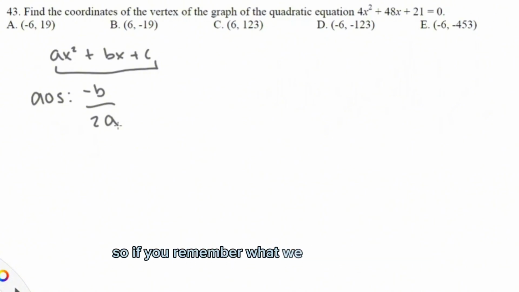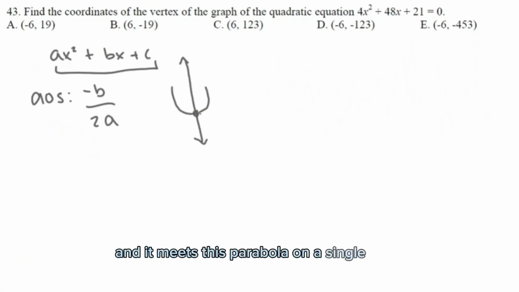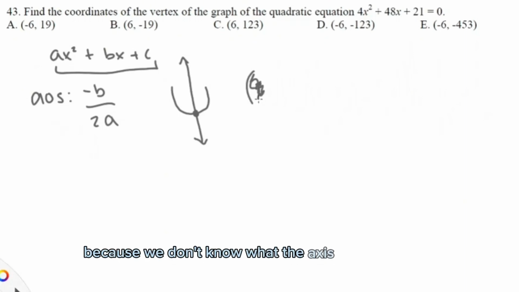So if you remember what we talked about in the last problem, we have the parabola. That is the graph of the quadratic equation. When you split it in half, down the middle, that's your axis of symmetry, and it meets this parabola on a single point. So this single point is the vertex. Now, how do you find the vertex? Well, the x is just the x of the axis of symmetry. So if the axis of symmetry is 2, then the x value of the coordinate will also be 2. But in this case, it's not, because we don't know what the axis of symmetry is.